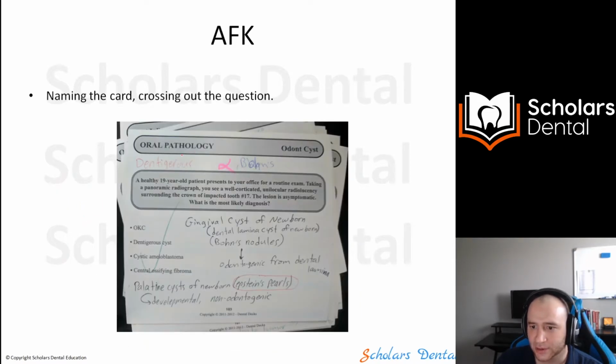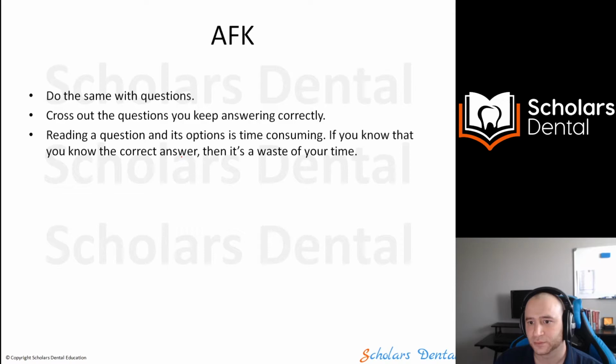I name the cards. So for example, this card is about dentigerous cyst and Bohn's nodules. But mainly dentigerous. And this helped me eventually organize all the dentigerous cyst cards together and all the cards from the same topic or same concept together. And that helped me also make my material so that it's in the course organized. And then you have to do the same with your questions, with the released questions, okay?